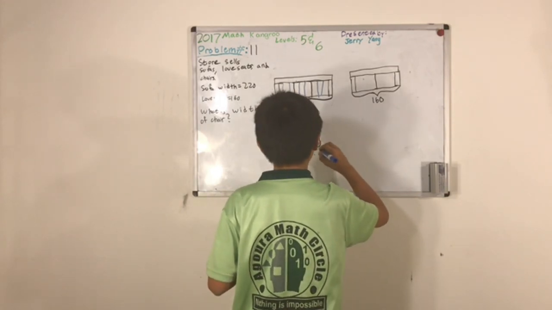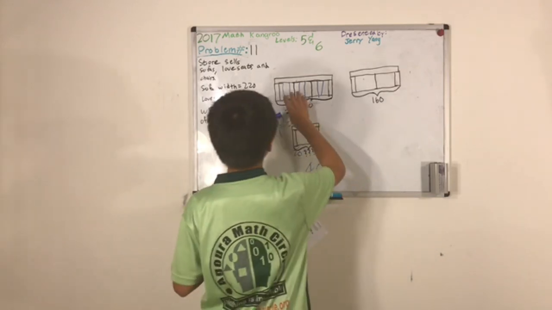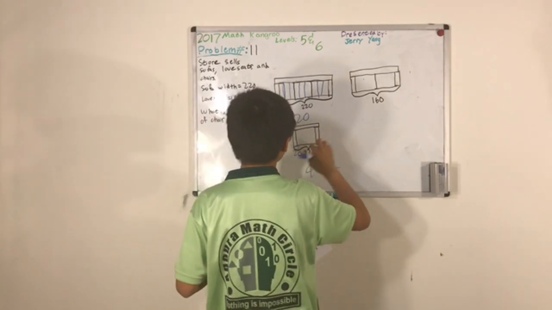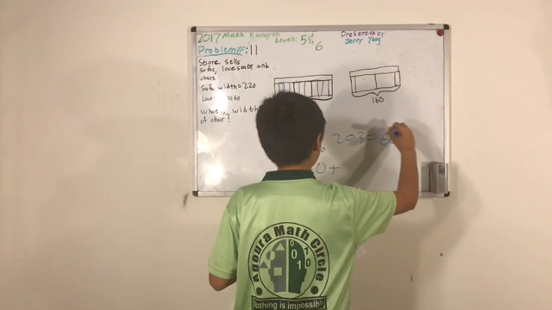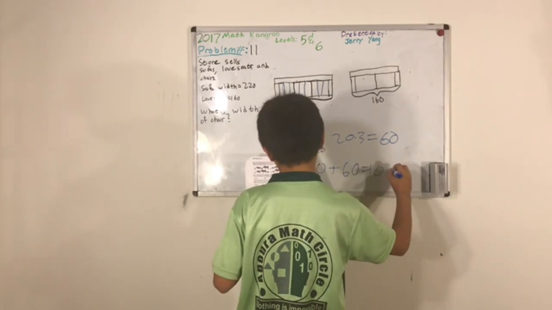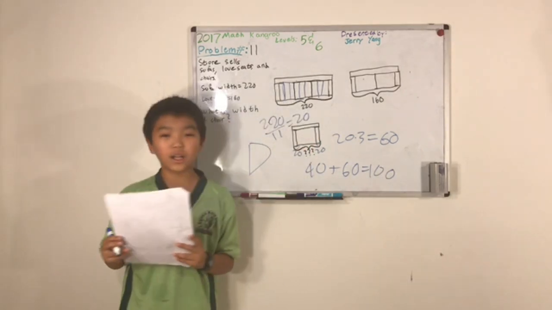So since we know that both of these are 20, we have 40 plus something. And since we know these are made of 3 of these 20 parts, then 20 times 3 equals 60. So that's 40 plus 60, which equals 100. Therefore, our answer is D, 100.